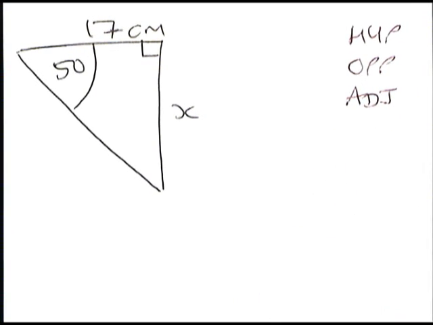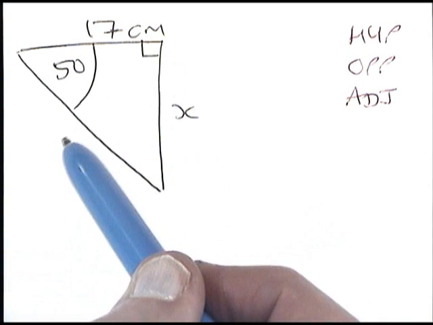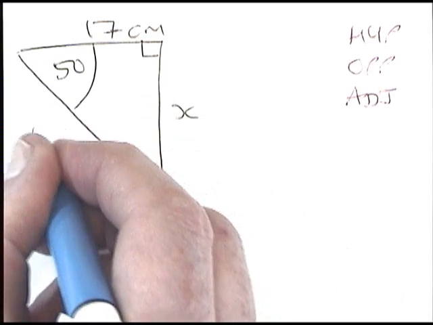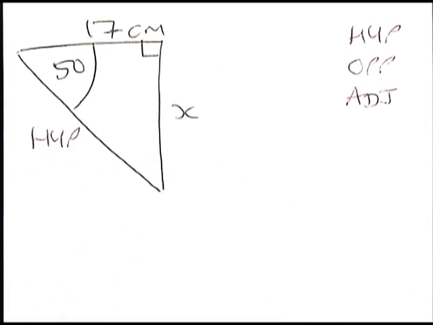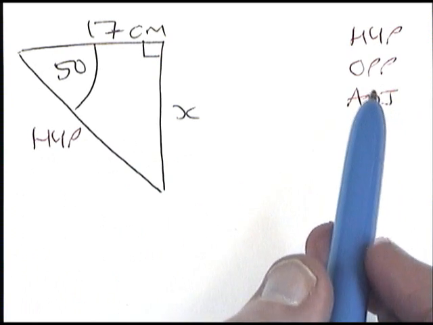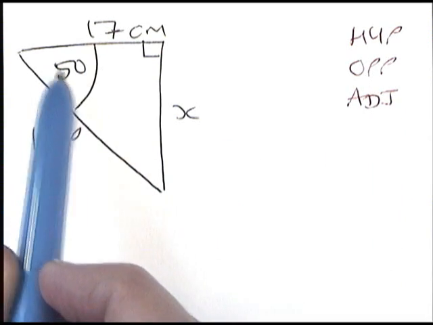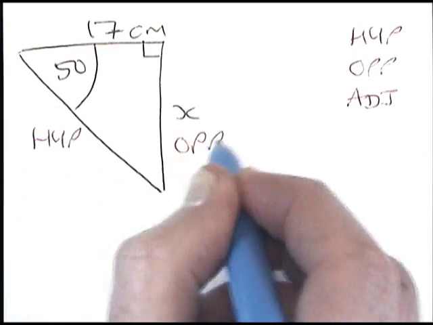The hypotenuse is the longest side. It's always the one opposite the right angle. Here's your right angle. This is the one opposite it. It is the longest side. That is your hypotenuse. Opposite is the side opposite the other angle. Here's the angle. This side is opposite it.